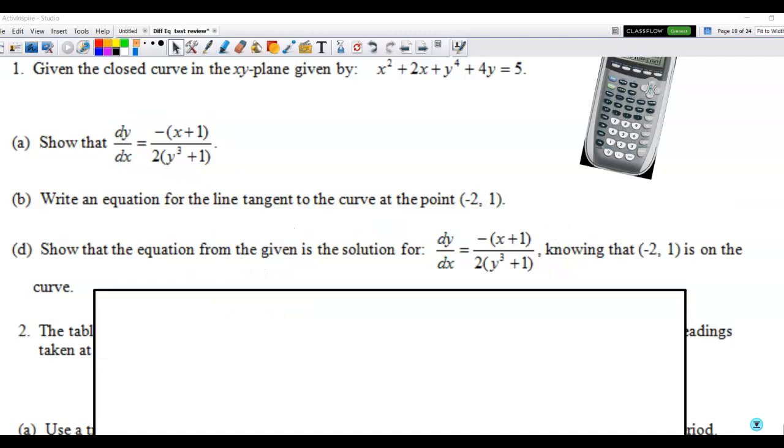In part D, which I think might be part C in your packet, show that the equation from the given is the solution. My job is to show, that means I have to demonstrate. My work has to prove that the equation given from above is actually the solution to this differential equation. So basically what they just told me to do is to solve a differential equation, and they're giving me an initial condition or a point that I can use to find the value of c.